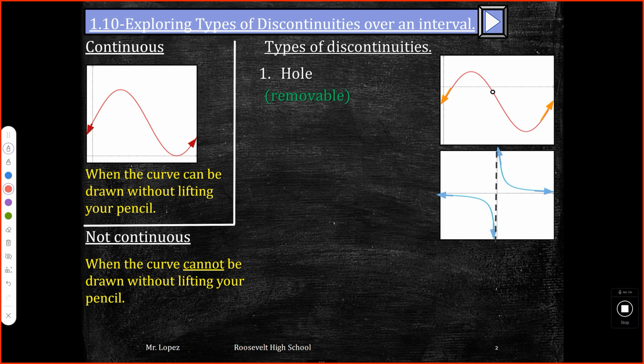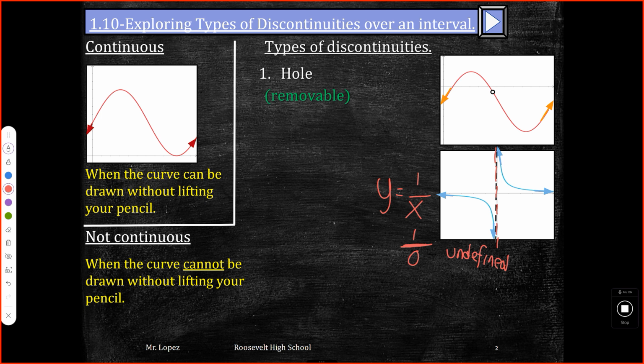Type 2 is when you have a vertical asymptote. A classic example is y equals 1 over x. Again, we cannot plug in 0 for x because we will get 1 over 0, and that is undefined. So it's not defined at x equal to 0. You have a vertical asymptote.